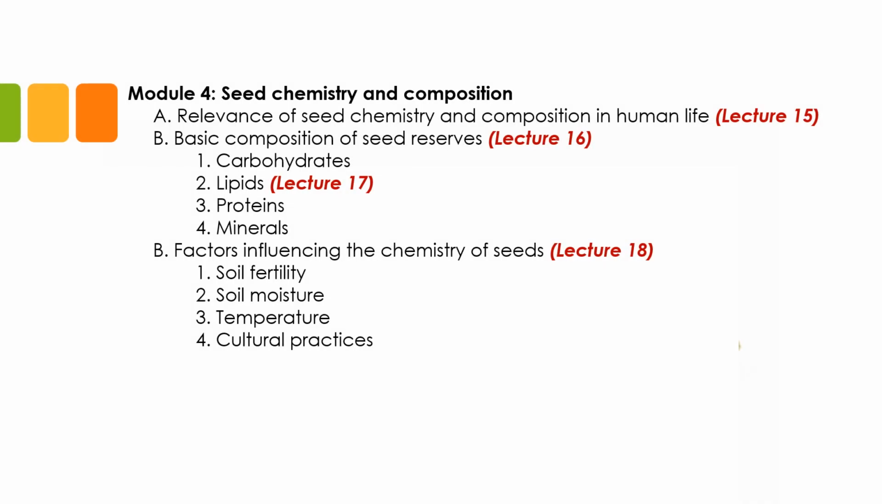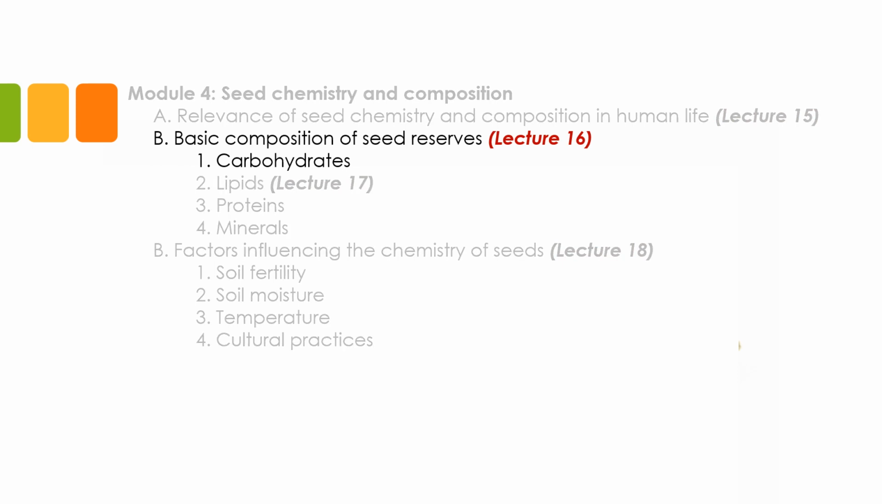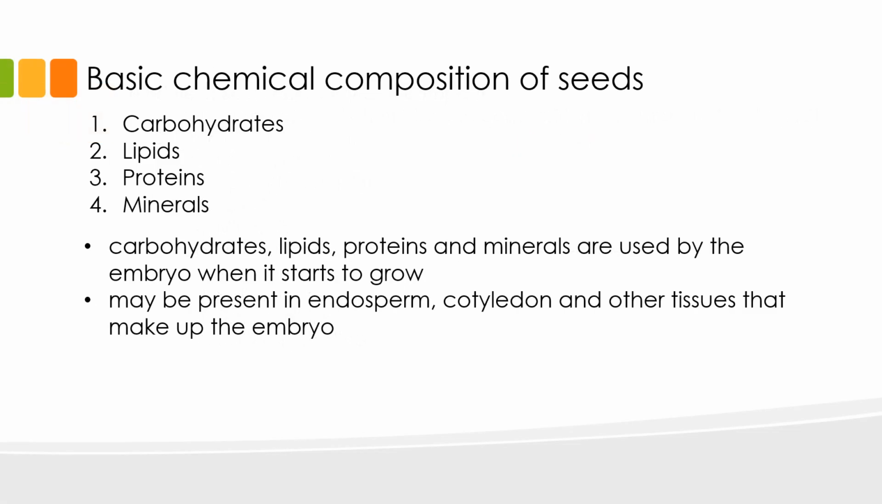Carbohydrates, lipids, proteins, and minerals are major chemical components that can be found in the seed. In this lesson, we will look at the properties of the major reserves that are stored in the seeds, starting off with the carbohydrates. The carbohydrates, lipids, proteins, vitamins, and minerals in the seeds are present in various proportions depending on the plant species. All of these components are used by the embryo when it starts germinating and even until the early stages of seedling establishment.